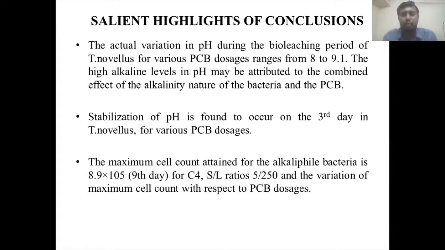The maximum cell count attained for the alkaline bacteria, that is T. novellus, is 8.9 x 10^5 at the ninth day for case 4, a fine solid-liquid ratio of 5 by 20. And the variation of maximum cell count with respect to PCB dosages.